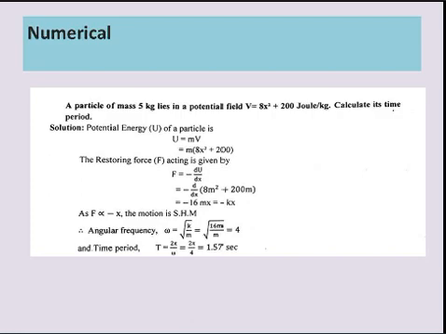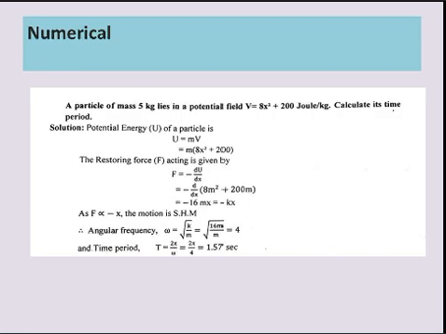Now to find the restoring force, we know that restoring force is equal to minus du upon dx. Just substitute the value of U. So minus d by dx of 8m x square plus 200 m. So we will get minus 16 mx is equal to minus kx. We know that F is directly proportional to minus x, F is equal to minus kx. We are already familiar with that equation.